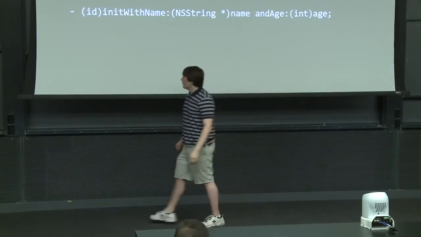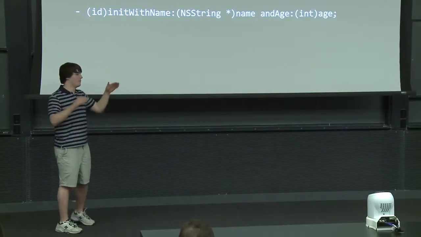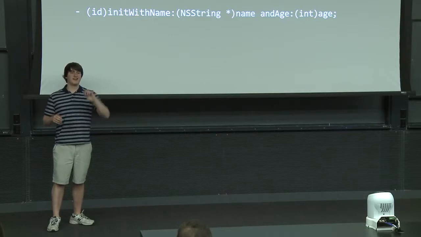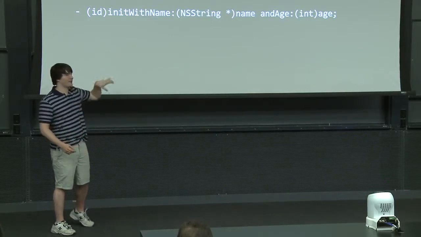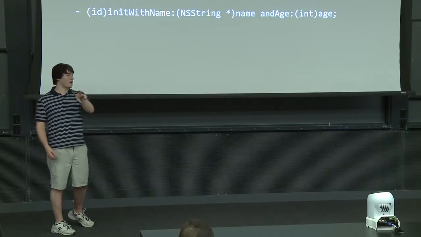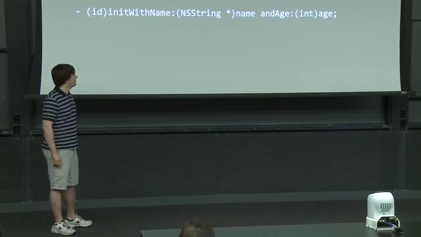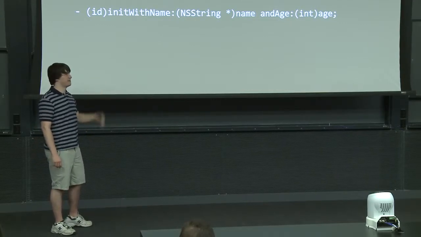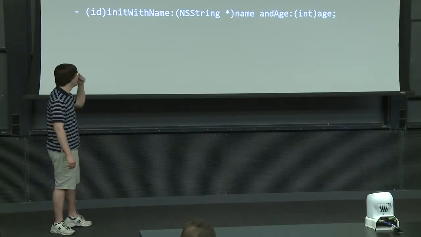So when we want to actually call this function, we might say, well, first we allocate a student, and then we say student init with name colon at Bob space and age colon 21. And we'll see an example of that in another student's 4 or 5 or whatever.